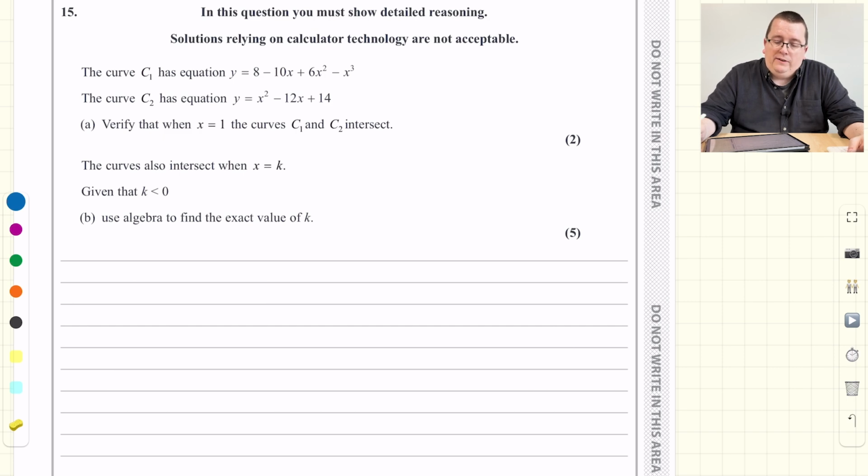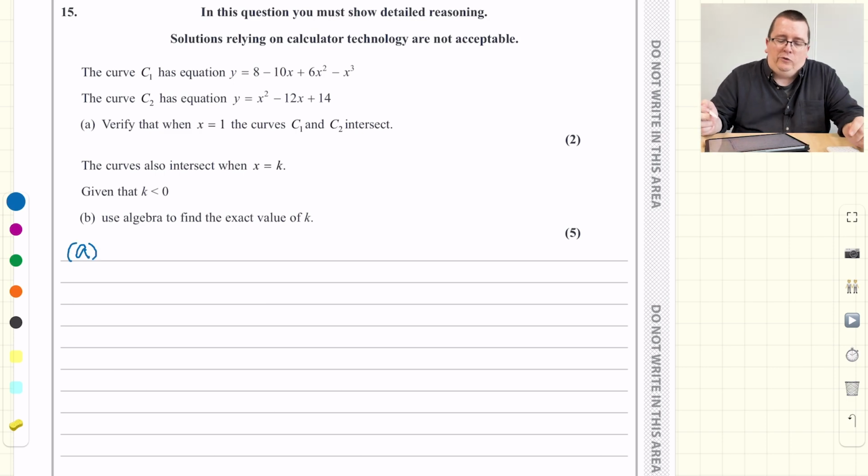This is question number 15, and in bold, in this question you must show detailed reasoning. Solutions relying on calculator technology are not acceptable. The curve C1 has equation y equals 8 take away 10x plus 6x squared take away x cubed. The curve C2 has equation y equals x squared take away 12x plus 14. Part A.